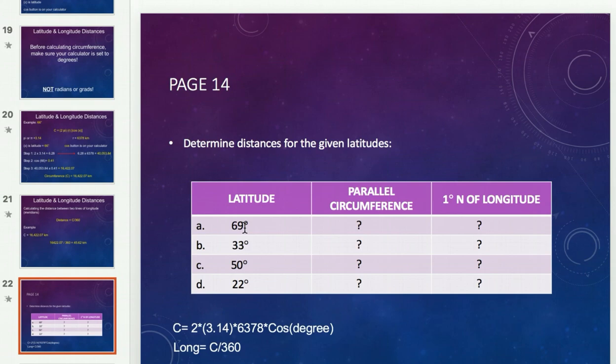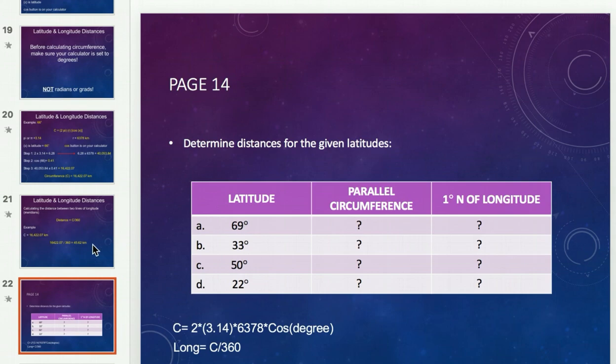You'll put in 69 first and then hit cosine. I had mine in radians, which I could easily see. It shouldn't show RAD at the top. You will see RAD at the bottom, and that means it's in degrees. So 69 cosine.